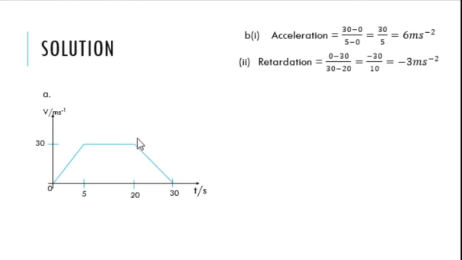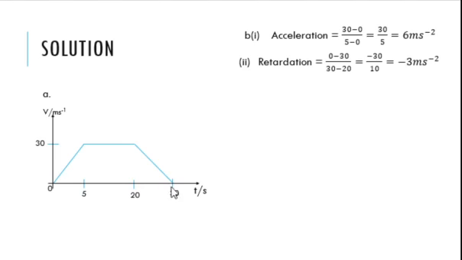Now to calculate the retardation, this part is retardation. It means that the body retarded like this, and this is the starting point of retardation, and this is the ending point of retardation. So the initial velocity on the vertical axis is 30, and the final velocity on the vertical axis is 0, and it will be 0 minus 30 because it is final minus initial. That will be 0 minus 30.